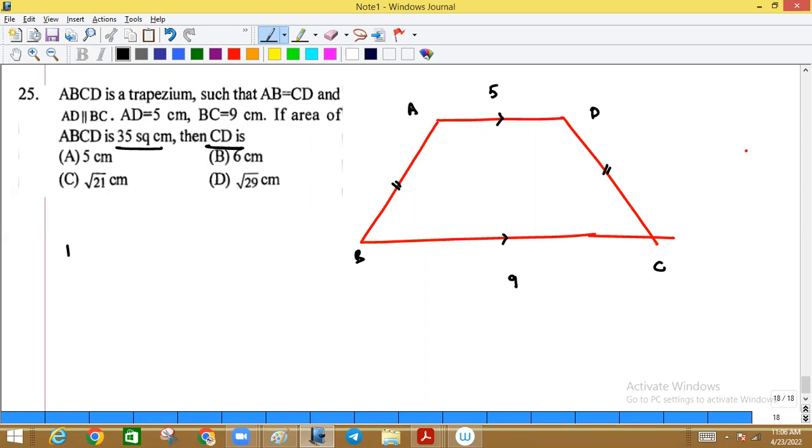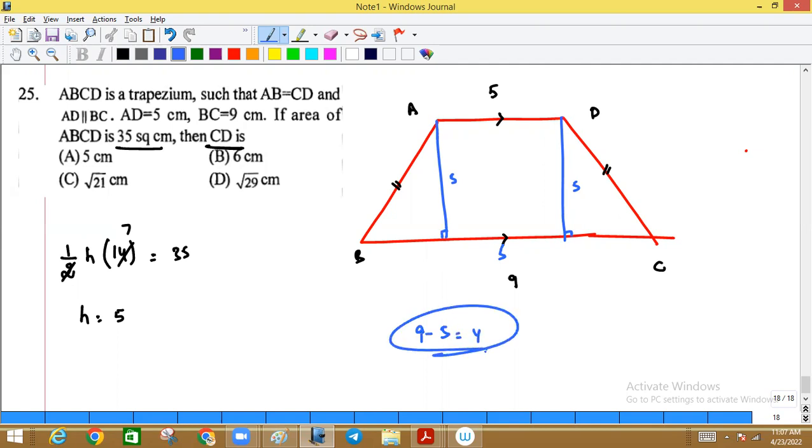So can I find out the height? Half into height into sum of parallel sides is 35. So what is the height? Height is 5. Now see here. It is symmetrical. Height is 5, which means this one is also, we know that it is 5, 5, 5. Out of 9, if 5 goes out, how much is left? 4. This 4, you divide into 2 here and 2 here.